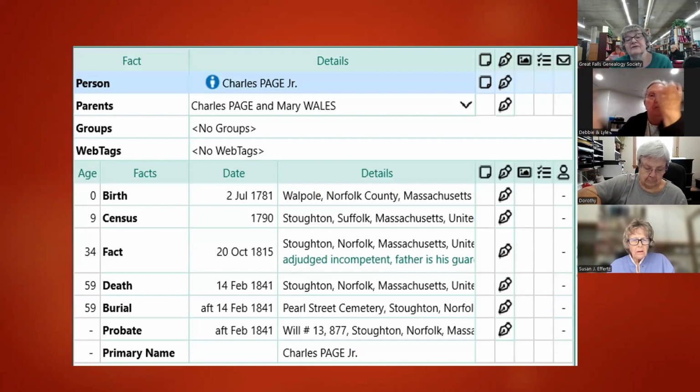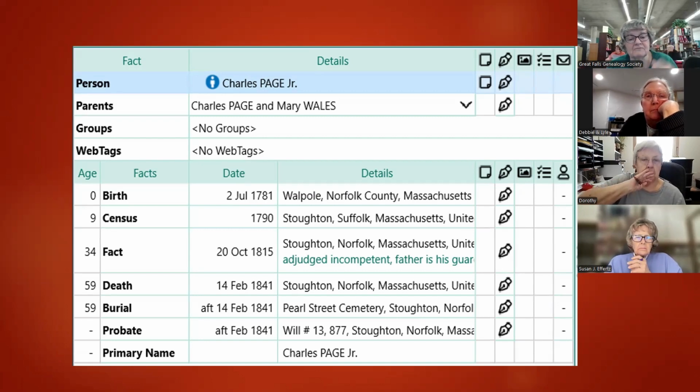Here's what I have in my system, in my RootsMagic system. So I have him as Charles Page Jr. His parents are Charles Page and Mary Wales. And just so you know, his dad remarried after his mom died at a point. These facts have only to do with Charles Page Jr. I've got his birth in Walpole. I found him in one census as a tick mark at the age of 9. Didn't know yet that he was adjudged incompetent because that came quite a bit later.